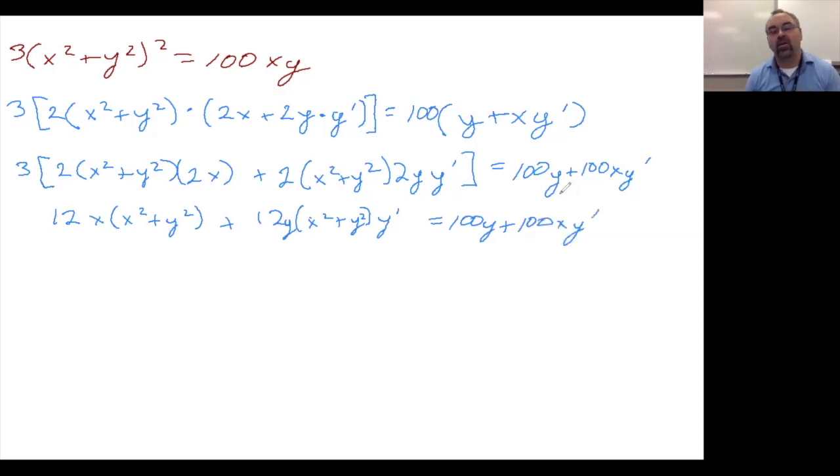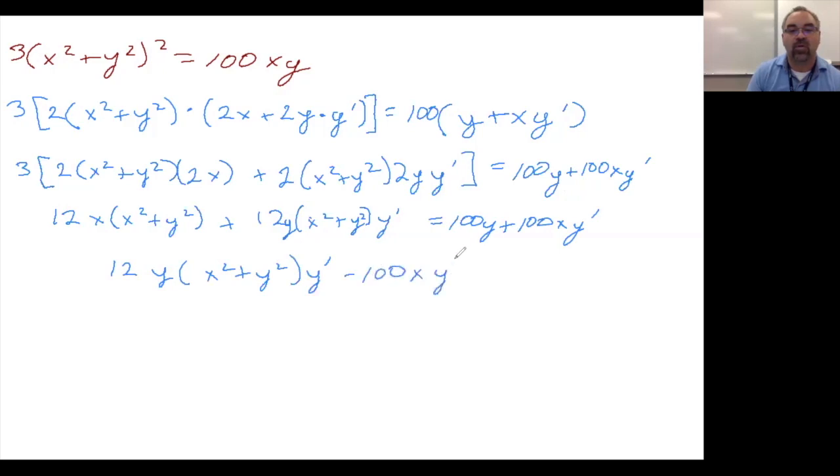So now we've got to get all the stuff with y prime on one side and all the stuff without a y prime on the other side. I chose to go this route: 12y times x squared plus y squared y prime minus 100x y prime equals 100y minus 12x times x squared plus y squared, like so. Now you can see all the stuff with y prime is isolated on the left-hand side, so we can just factor out the y prime.